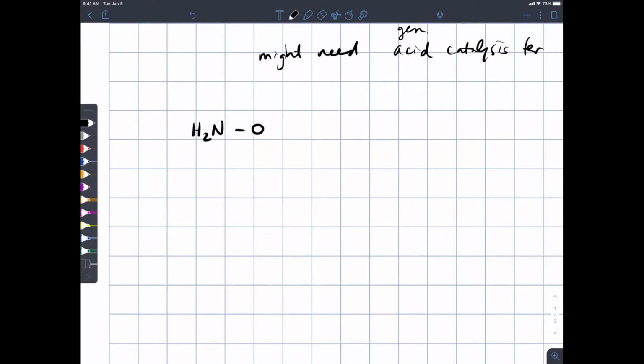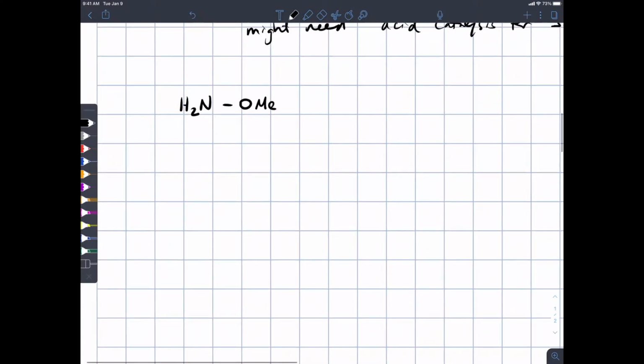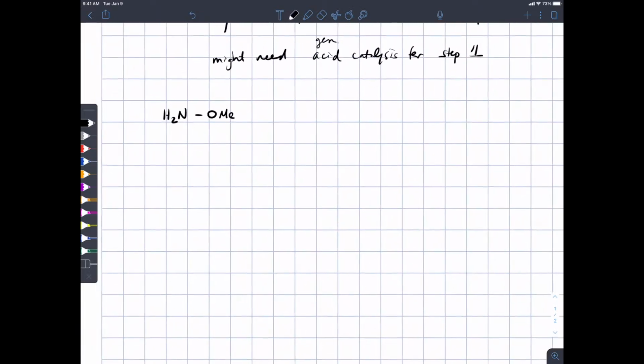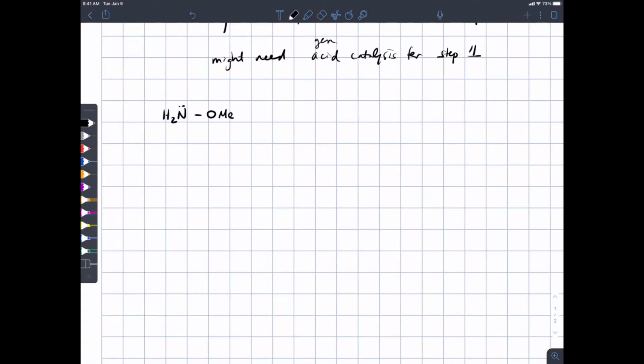So this is methoxylamine, or an alkoxyamine. And if you make an imine from this molecule, the resulting product is called an oxime, and it's very stable.